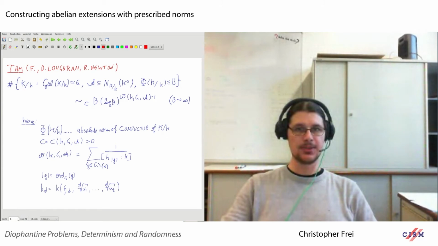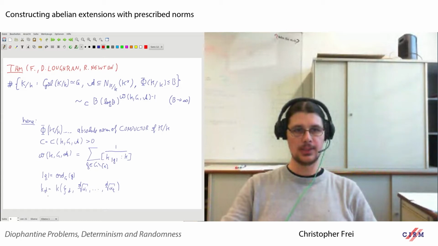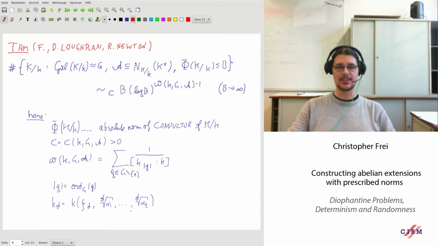And this exponent here, this phi, has a very nice form. It's the sum over all elements g of the group, 1 divided by the degree of a field extension, k_g over k, where g is the order of this group element g, and k_g or k_d for any d is this number field that you get by adjoining to little k a d-th root of unity and d-th roots of all these elements alpha that you want to make norms. Okay.